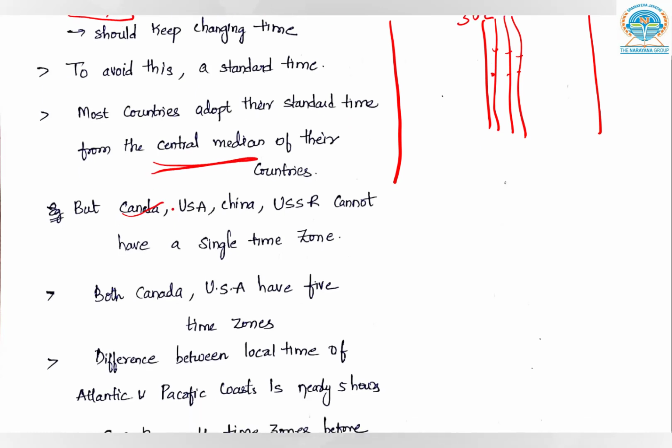But Canada, USA, China and USSR cannot have a single time zone. Why? These are very large countries, right? They have a very large longitudinal spread. There will be a gap of almost 6 hours between west and east. So if it is noon here, it is absolutely night here. So they can't have the same time. They need to have different times.